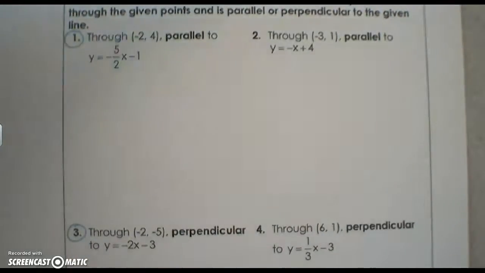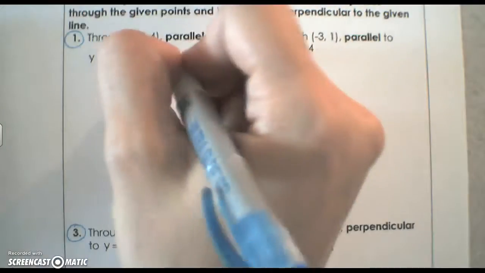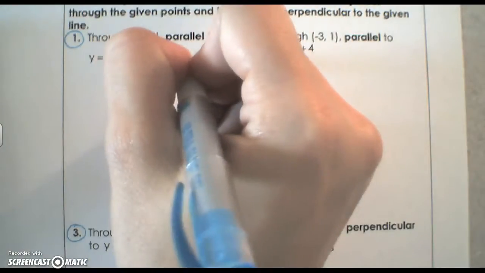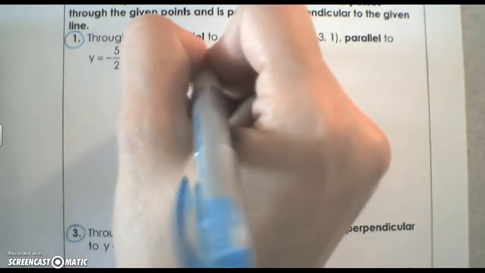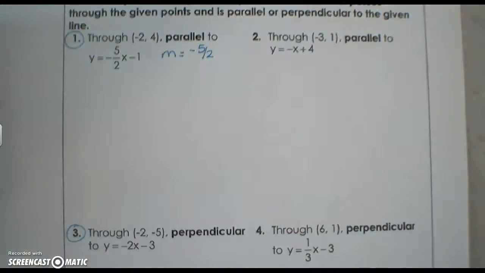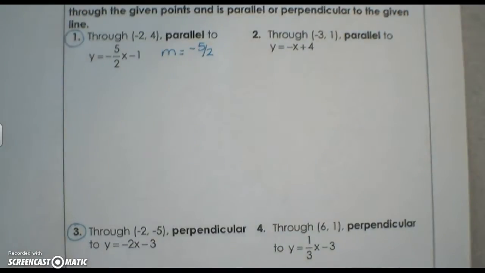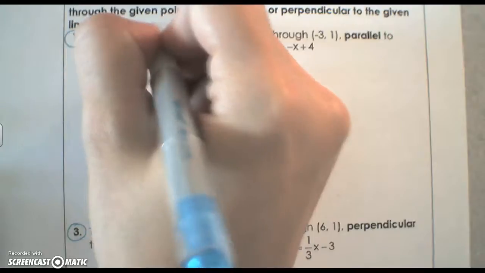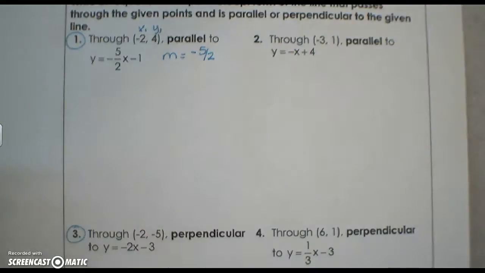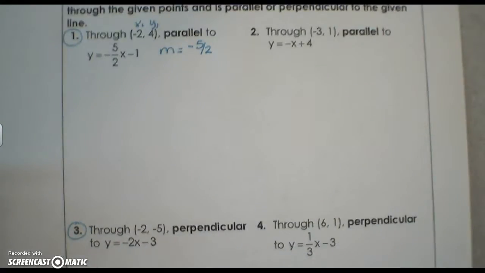All right, so let's take a look at a parallel. What we know about parallel lines is their slopes are the same. So my m for this one is going to be the same as this m, -5/2. So do I have an x1 and a y1? Oh yeah, I do. Right up here, x1, y1. So now I've got all my parts. Let's go ahead and plug that in.